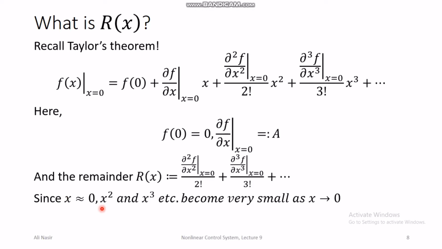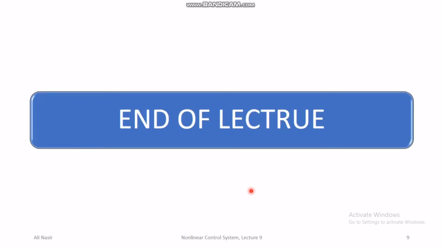So for approximation we ignore r of x in linear approximation, but even if you are ignoring r of x, you can still calculate the error in your approximation using this formulation. This can be useful whenever you have to make precise calculations, or you have to make an estimate of what you are giving up when you are approximating a nonlinear system as a linear one. So that's the end of today's lecture.